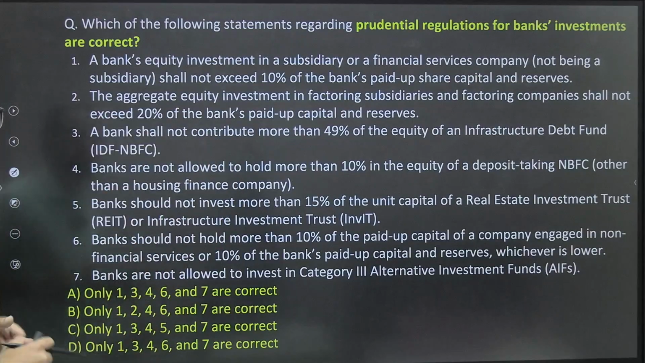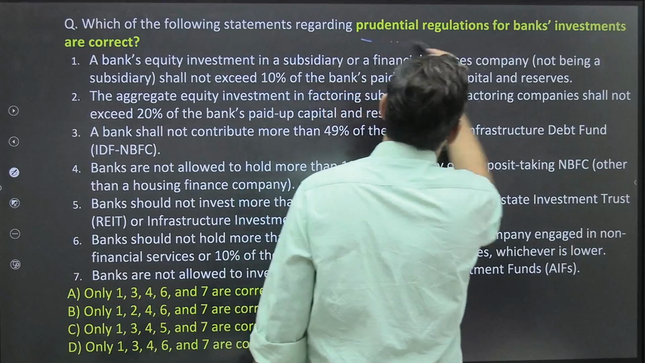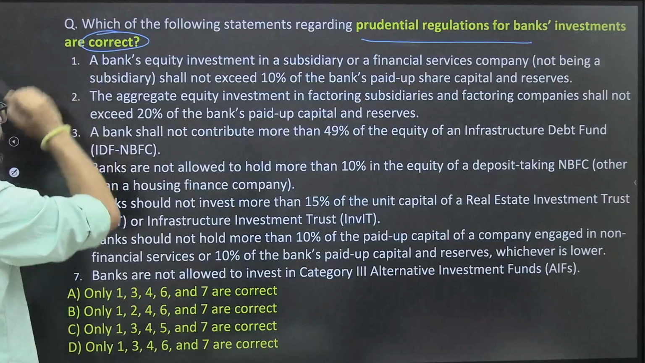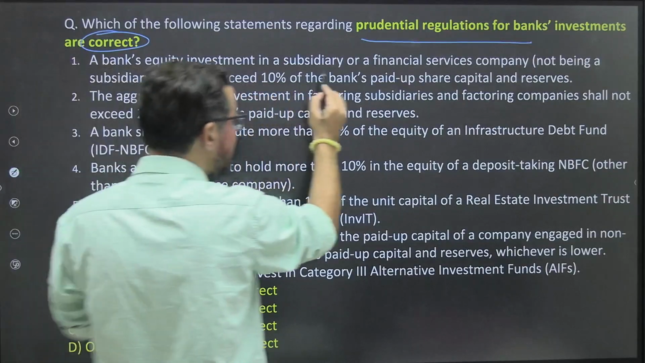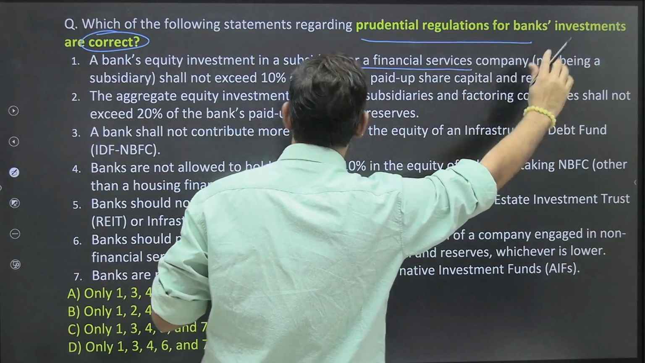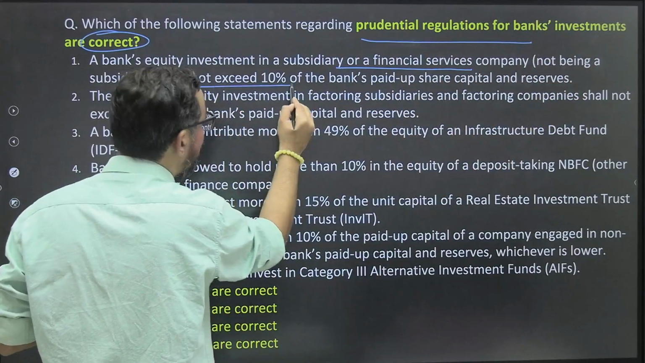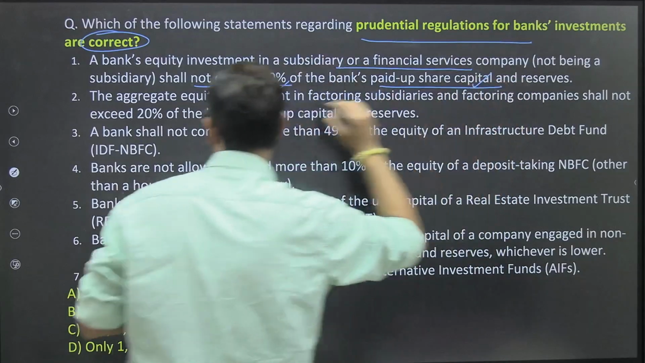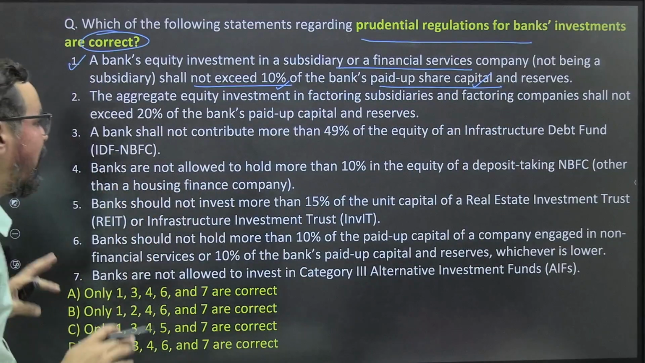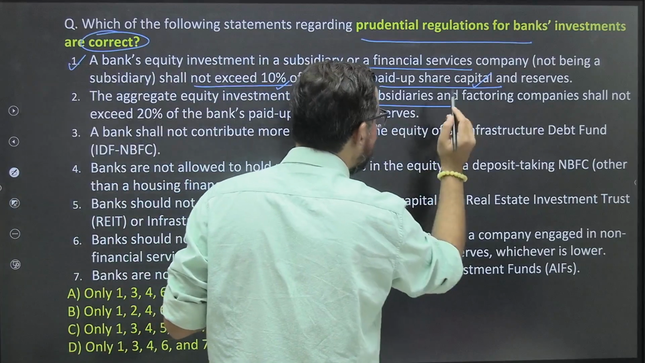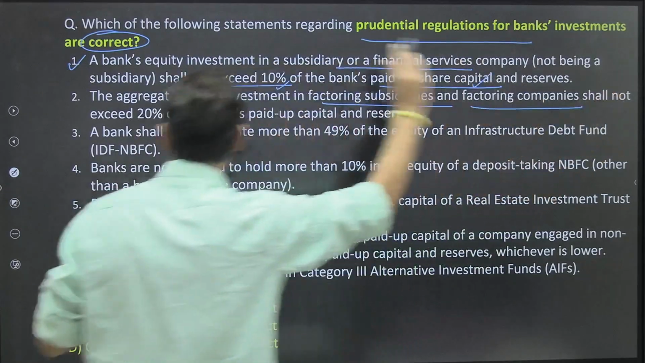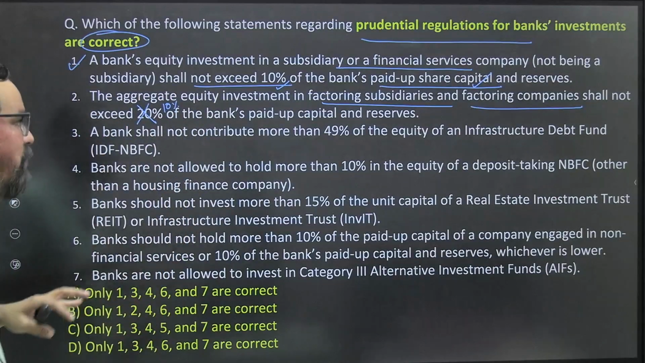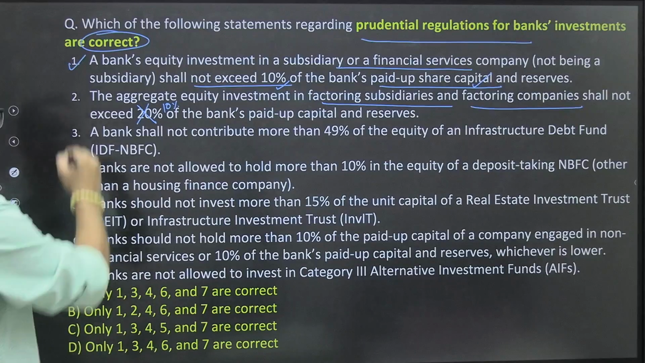So the next question, which of the following statements regarding prudential regulation for bank investments are correct? So we have to find out the correct statements. A bank's equity investment in a subsidiary or a financial service company not being a subsidiary shall not exceed 10%, 100% true, of the bank's paid up capital and reserves. Okay. Statement 1 is 100% true. The aggregate equity investment in factoring service subsidiaries and factoring companies shall not exceed, no, not 20%, it is again 10%, okay, of the bank's paid up capital and reserves. Okay. So statement 2 is wrong.